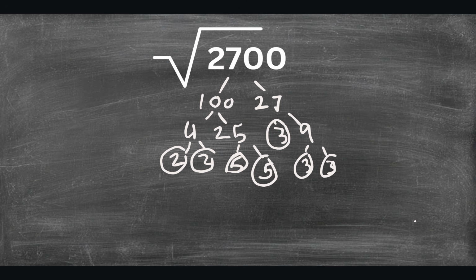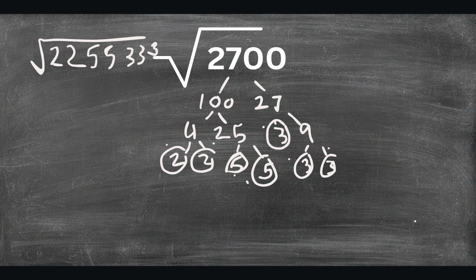So what we do next is let's go ahead and write these prime numbers underneath a square root sign. And we're looking for pairs, but let's first write them under there. So we have a 2 and a 2, and then it looks like we have two 5s, and it looks like we have three 3s.